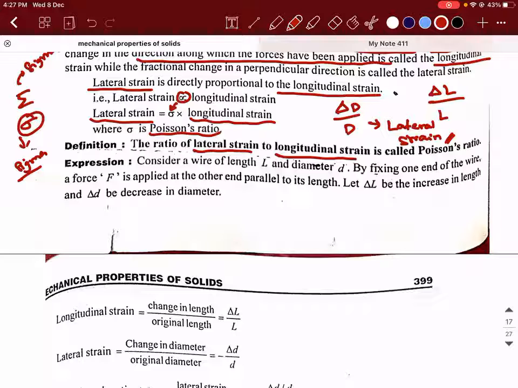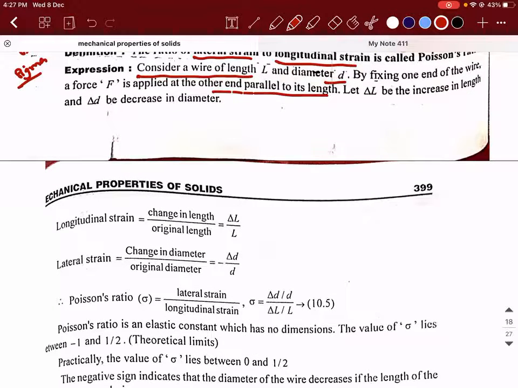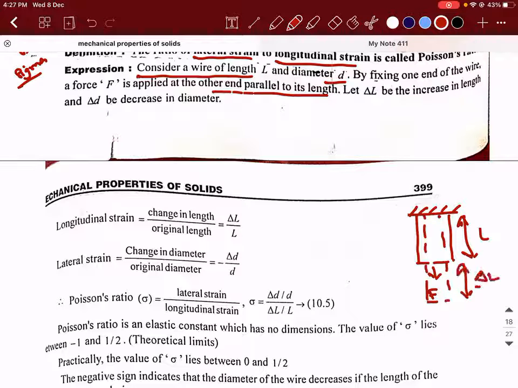So for the expression, I will show you a small derivation. Consider a wire of length L and diameter D. By fixing one end of the wire, a force F is applied at the other end parallel to its length. So what will happen? The wire is fixed at one of the ends, its original length is L, and it is subjected to a force. Then its diameter will decrease and length will increase. So delta L by L, I call it longitudinal strain. Delta D by D with a negative sign is called the lateral strain. If you take the ratio of delta D by D to delta L by L with a minus sign, that is what is called the Poisson's ratio.